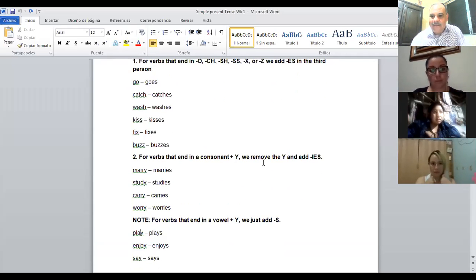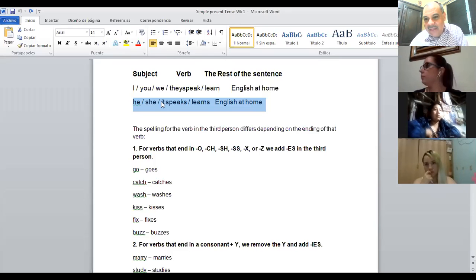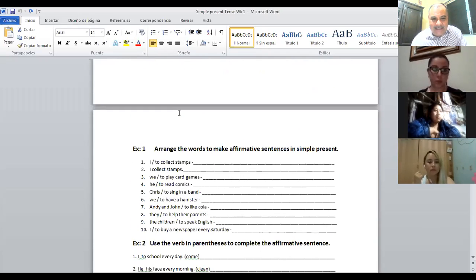For third person. This is only for he, she, and it. Okay? Present simple. Simple present. Ahora, fíjese bien. I'm going to clarify something. Remember that he can be Mario, can be Peter, can be Roberto, and she can be Maria, can be Juana, can be Sofia. And it can be the dog, one cat, one rabbit, or it could be a thing like a table, a chair, a pen. Okay? So, things and animals that are singular. Are we clear? Yes.